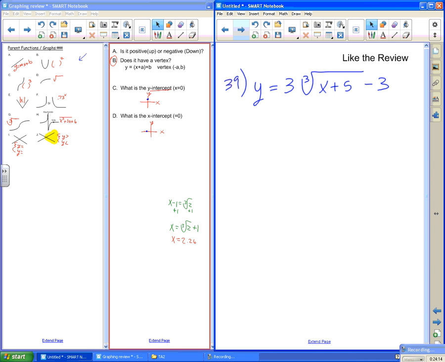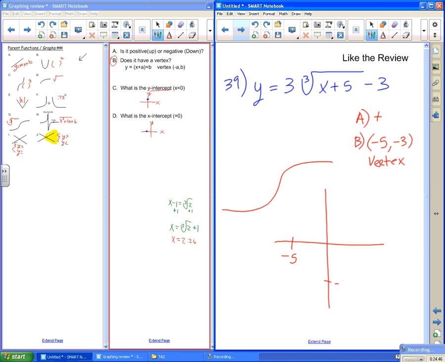Okay. So again, what type is this? Well, this is the third root, so that means it's going to be something like this. Okay? That's what a third root graph looks like. So that's what we start with. Is it a positive or a negative? It's a positive, so I don't flip it. I leave it alone. Okay? Part B, does it have a vertex? The answer is yes. It's negative 5, negative 3. That's our vertex. So right there, I can go ahead and graph negative 5, negative 3. And this point right here and this point are going to match up. Okay? That's how that looks.